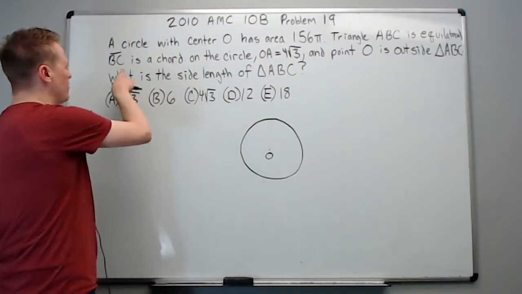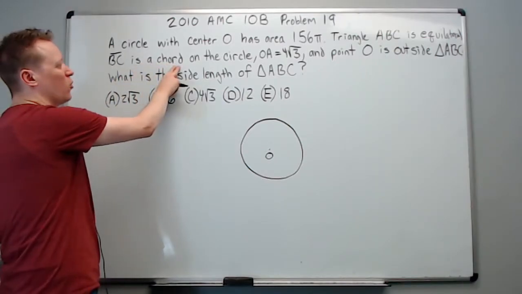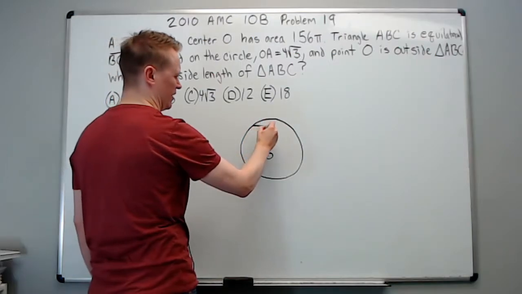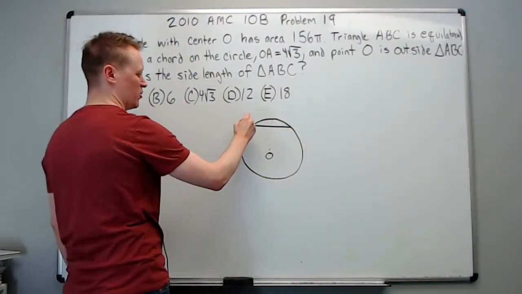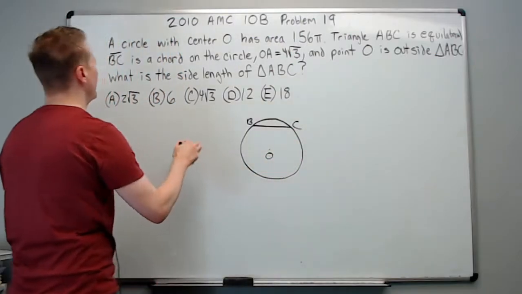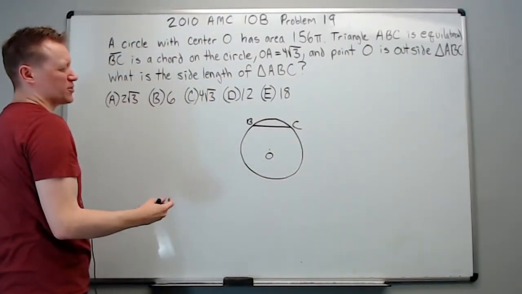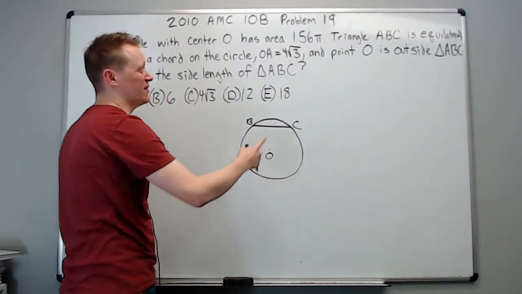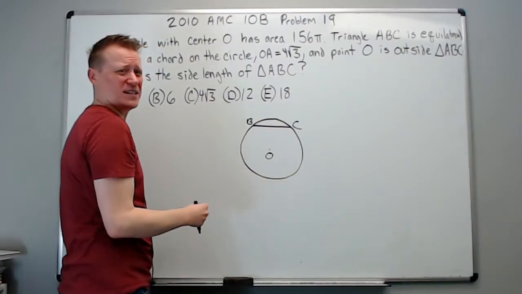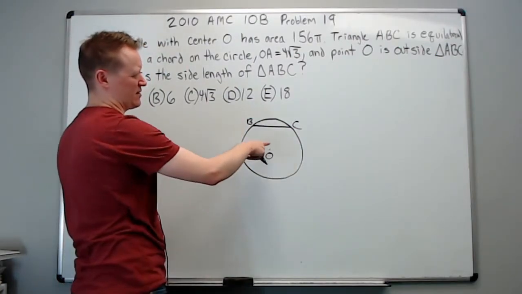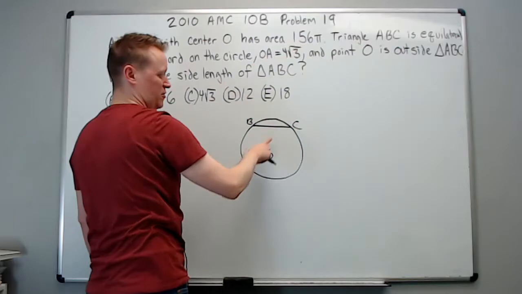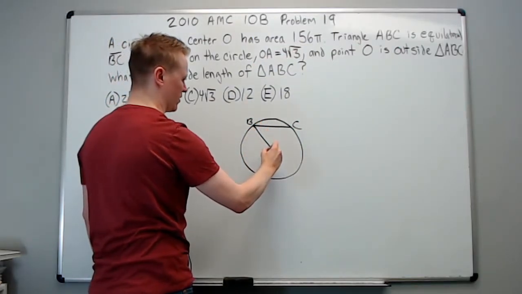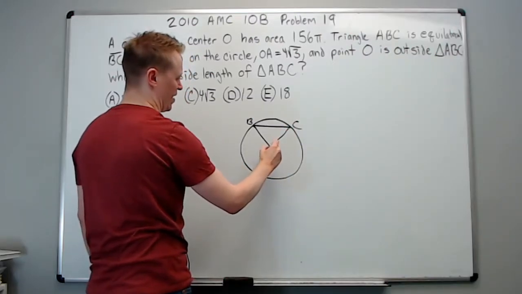Triangle ABC is equilateral and BC is a chord on the circle. So where should we put it? I usually just draw it parallel to the base of your paper. So I'll call this B and C. OA is 4 root 3. Well, think about it. If you square 4 root 3, it's 48. And this is the radius squared, which is 156. Obviously, this is not that far from the center compared to the radius. So A must be down here. And we will come up to right there, and A will be located here.